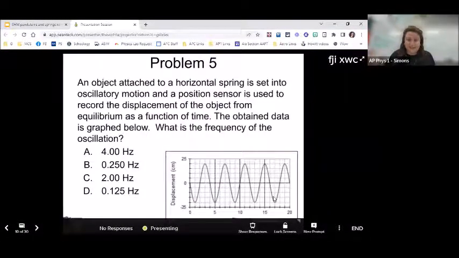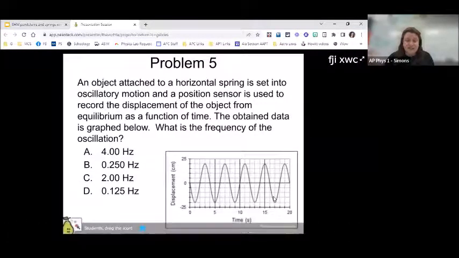All right, another one with the same graph. The object attached to this horizontal spring, it's set into motion. We have our position sensor again. It's recording displacement as a function of time. And here's our graph. What is the frequency of the oscillation? So frequency is how many of these cycles in 1 second?